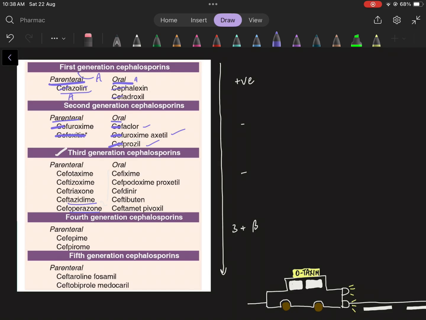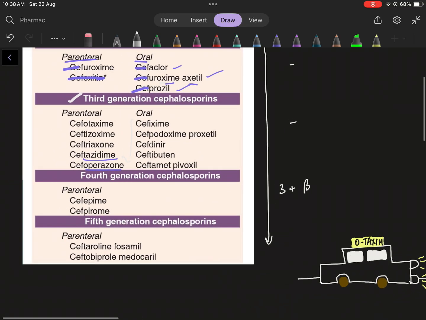So what is this uroxime acetyl? Basically, when you get two names like this, it's usually an ester, right? Ester meaning prodrug. So uroxime acetyl is a prodrug taken orally, but uroxime is directly the activated form. And the second generation cephalosporins are active against your gram-negative organisms, right?